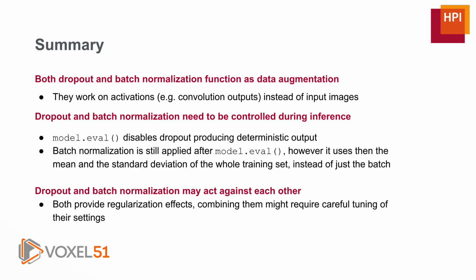We also saw that batch normalization and dropout may act against each other. Both provide a regularization effect, and combining them might require some careful tuning of their settings. That's something that you will need to explore on your own, and you're going to see this in the practical section of this particular lecture.